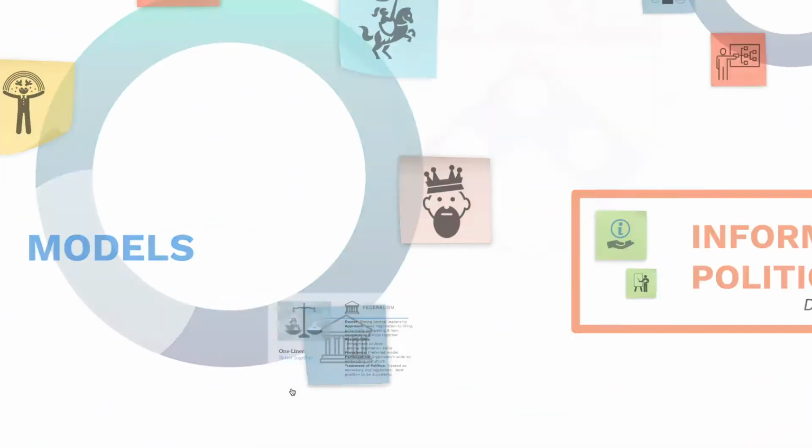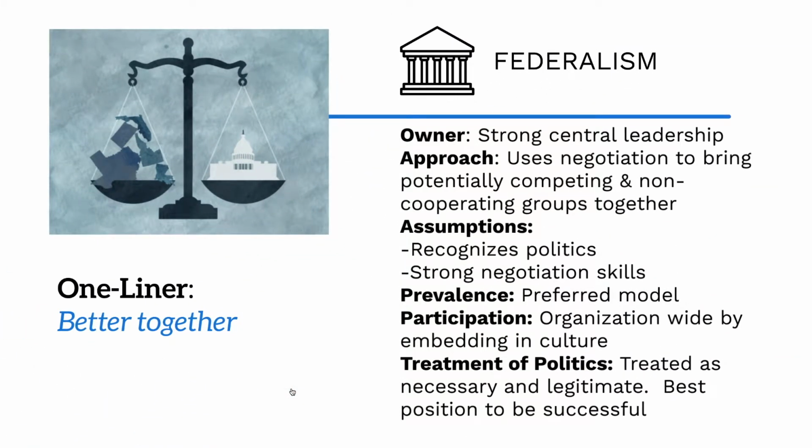The final model, also cited as quite popular by the authors in this study, is federalism. In this model, there's a strong central team or individual displaying information systems leadership. High degrees of negotiation and cooperation are generally used to bring potentially competing and other groups that don't want to cooperate together.